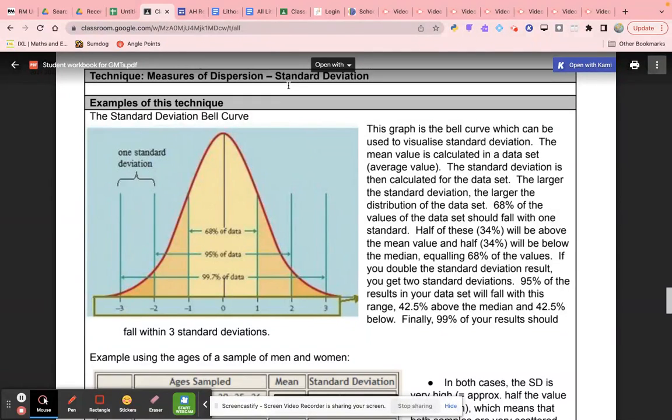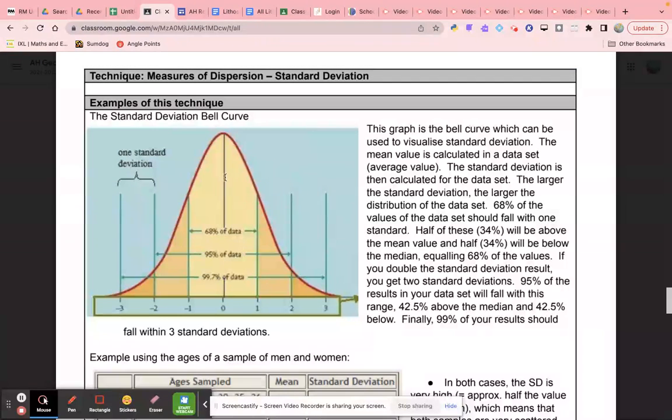So let's look at a simple example. First of all, we have a bell curve, and the middle of that bell curve represents the actual mean itself. What we're interested in is the number of values, the spread of those around the mean, what is known as one standard deviation. One standard deviation below the mean, or one standard deviation above the mean.